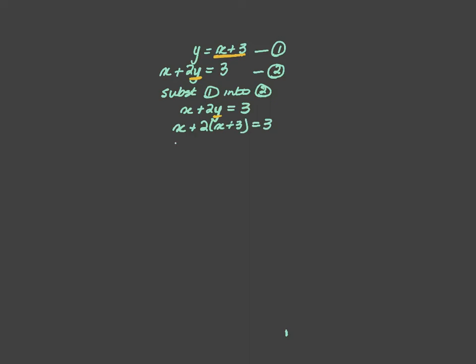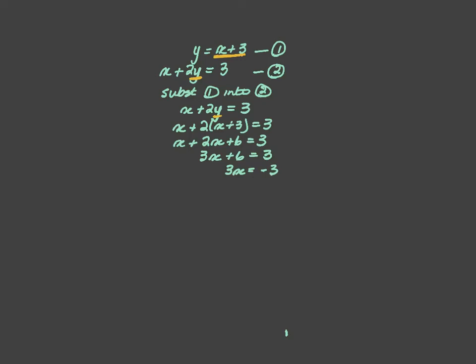I have x plus 2 times x is 2x, and 2 times 3 is 6, is equal to 3. On the left-hand side, I have 3x plus 6 is equal to 3. To isolate my x term, I need to subtract 6 from both sides. On the left, 3x plus 6 minus 6 will just give me 3x. And 3 minus 6 is negative 3 on the right-hand side.